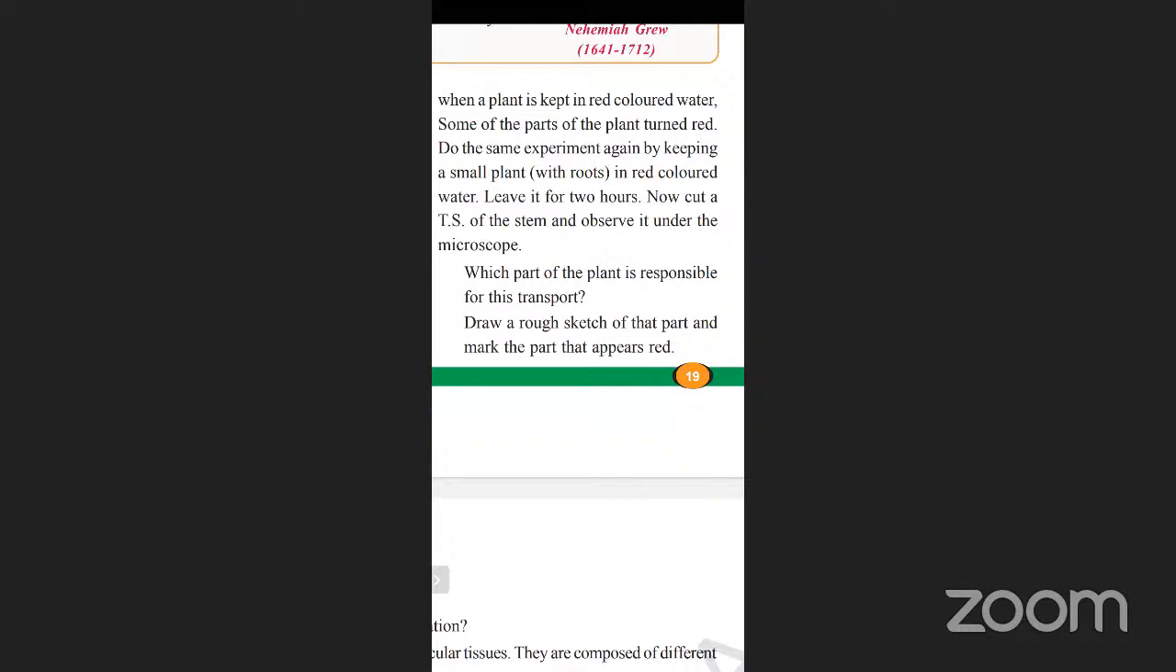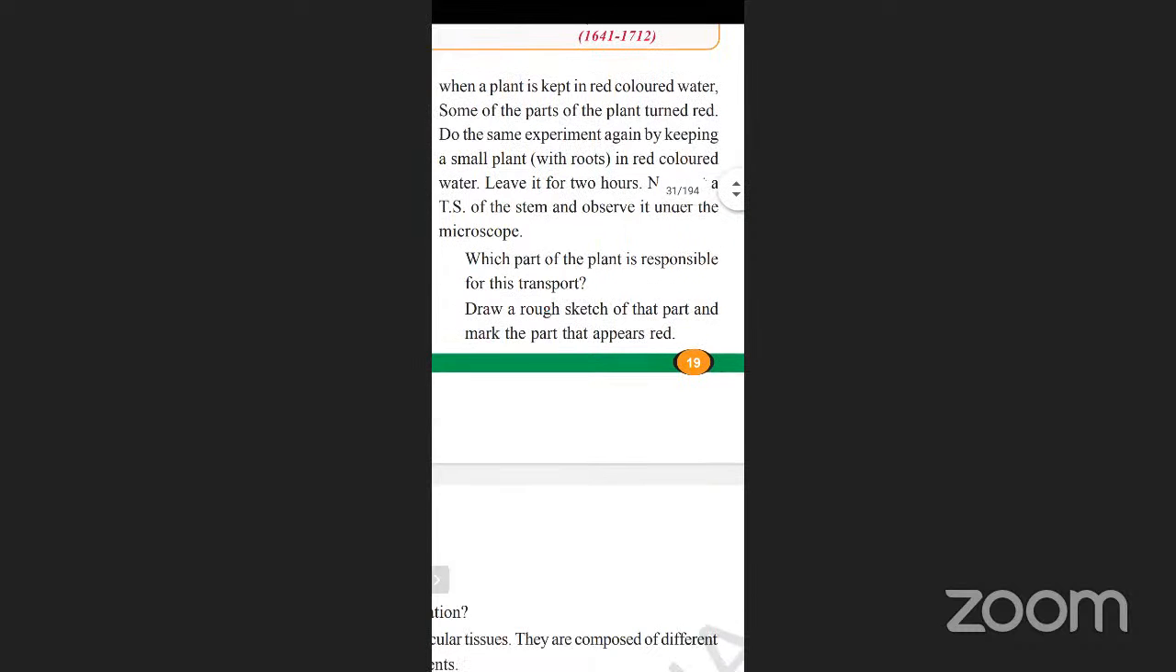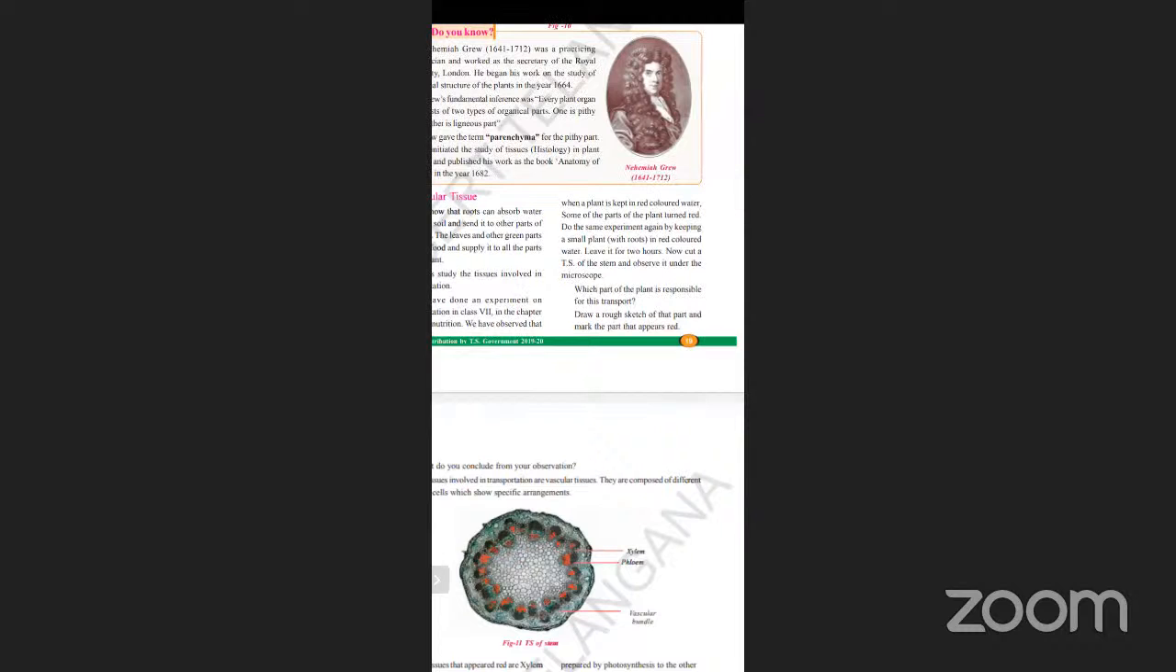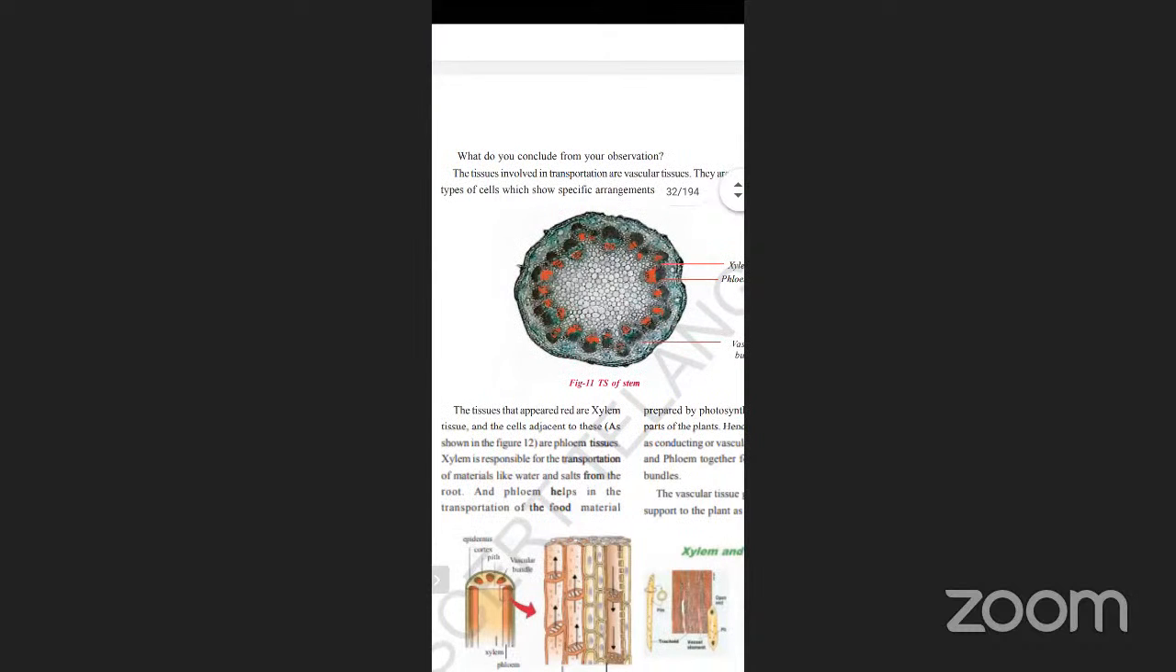Now cut a TS of the stem, a transverse section, a horizontal section cutting of the stem, and observe it under the microscope. You can know which part of the plant is responsible for transportation. Then you can draw a sketch diagram of the parts and mark those that appear red. So what do you conclude from your observation?